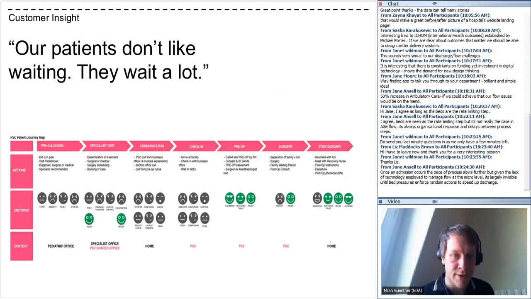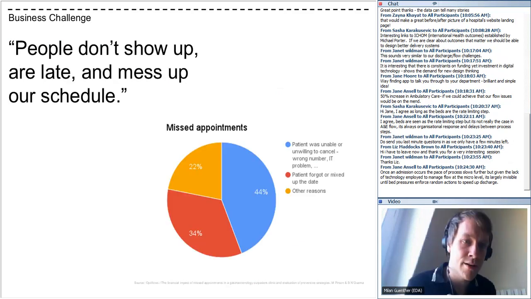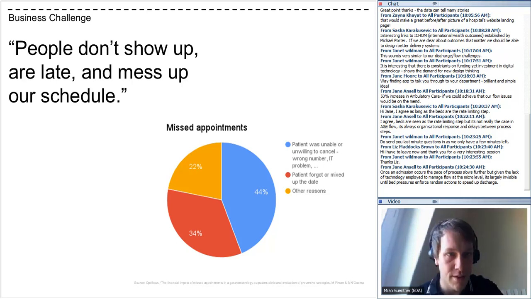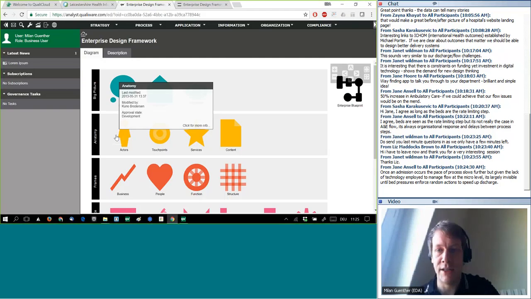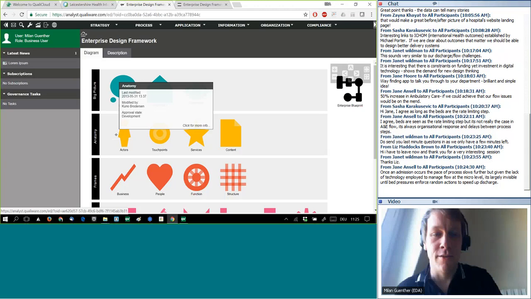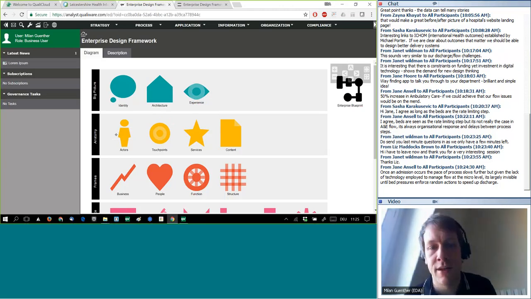So taking, for example, a customer experience map with insights on what's happening to patients with data, like in this case, for example, that people are always late, and this is messing up our schedule, and that missed appointments are actually one major issue to tackle in French hospitals. So let me just try to share my screen. Do you see my screen? Yep. Excellent. So this is just an example, this is the web front end from Qualiware.